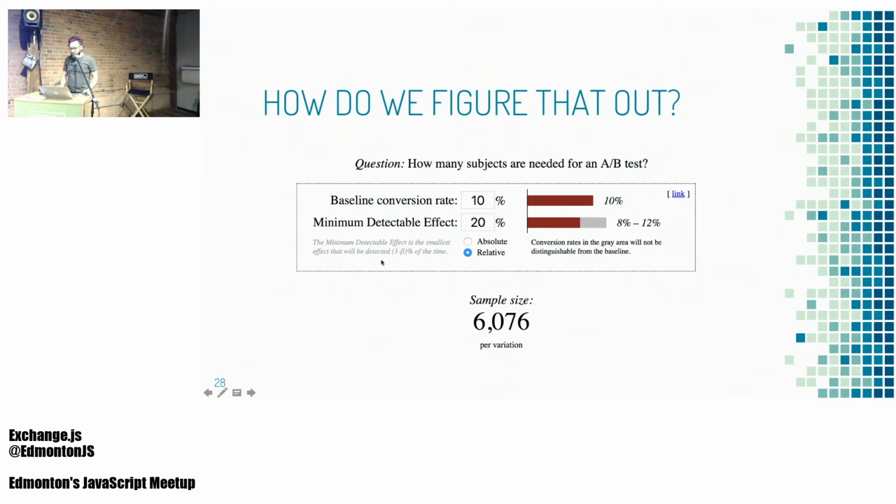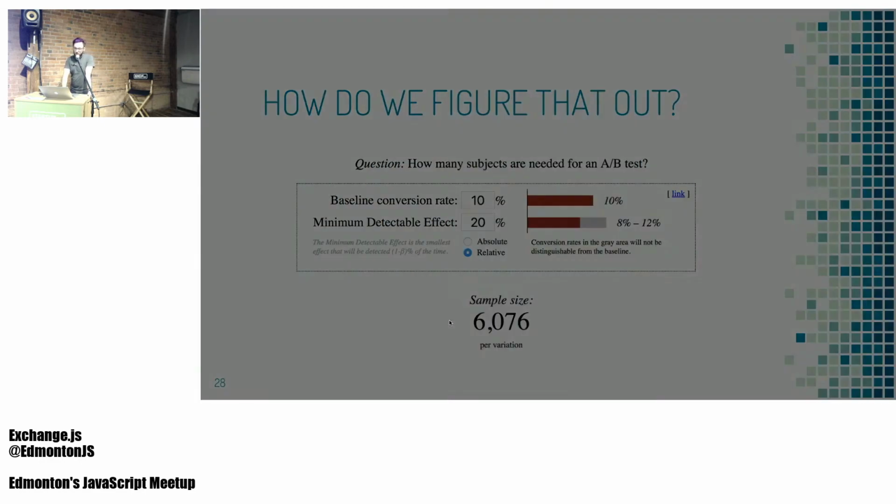How do we tell how many people we need to run through a test before we can actually say it's good to go? There's some online tools that do this math for you. Here's an example: if you have a baseline conversion rate, and this is really big, of 10% of your visitors converting, and you want a minimum detectable effect, say a 20% increase in conversions, you need about 6,000 users to hit each variation.